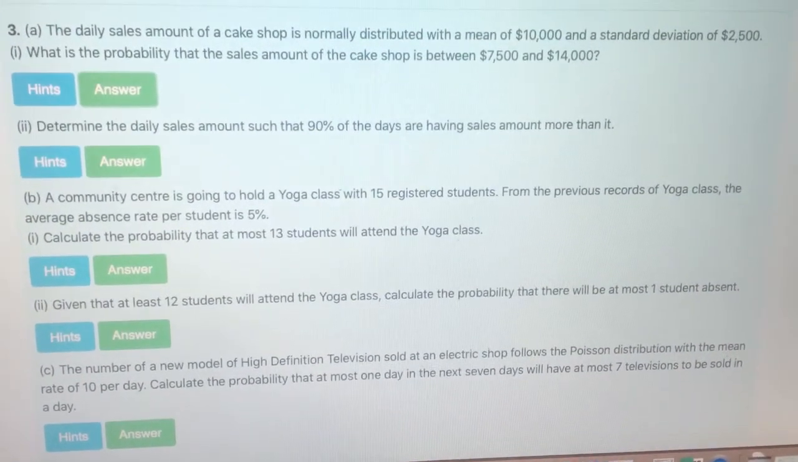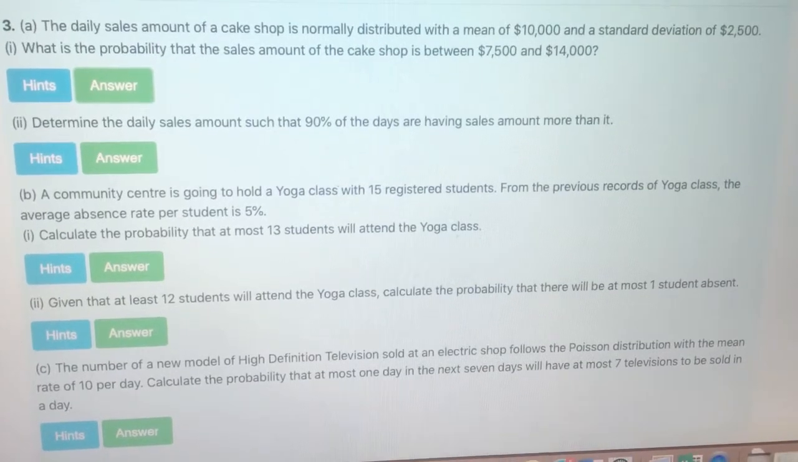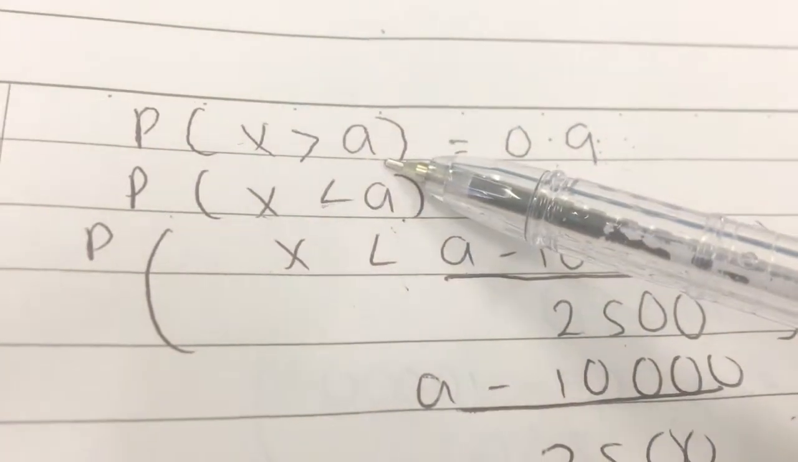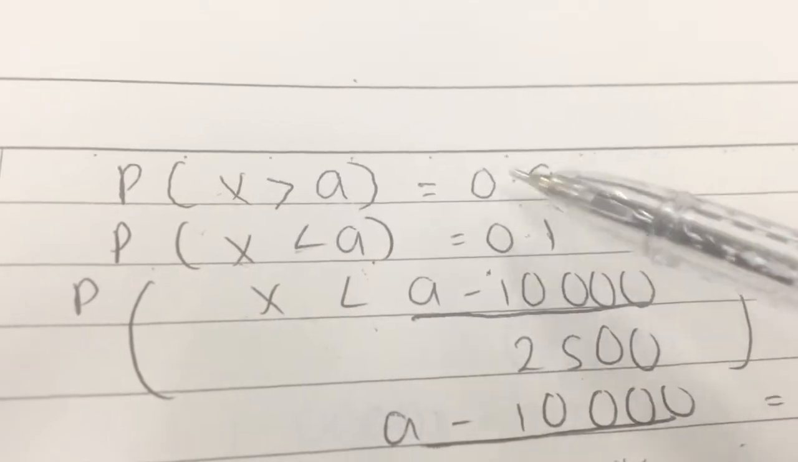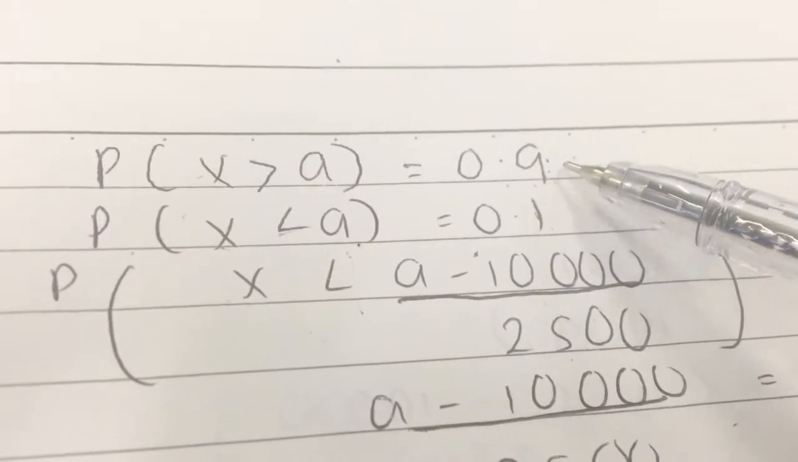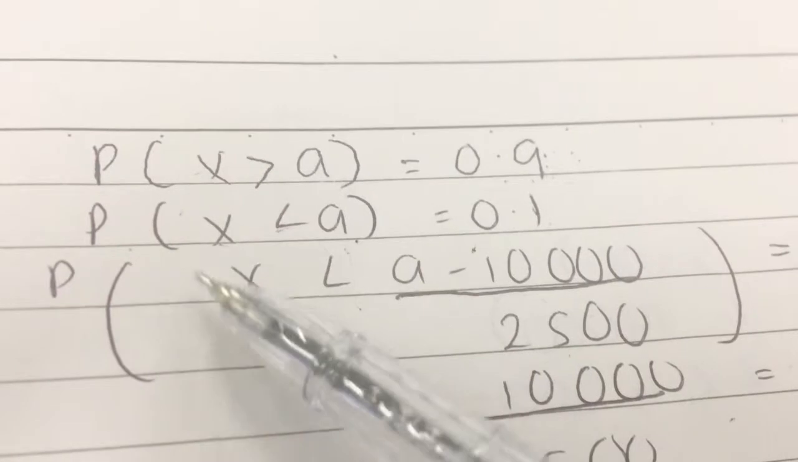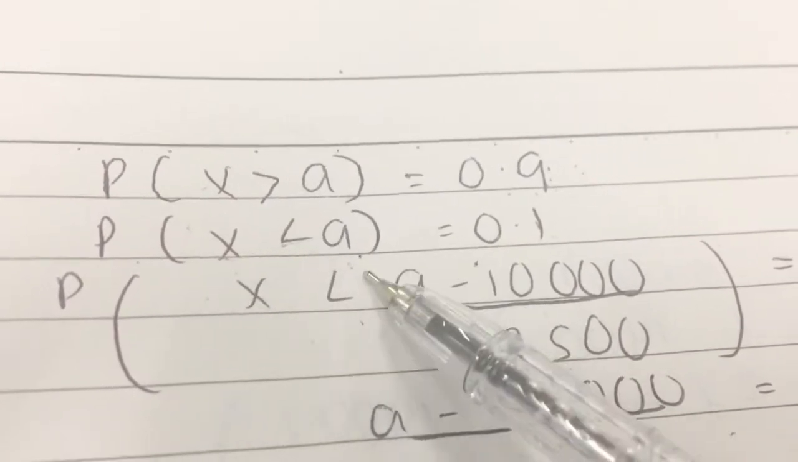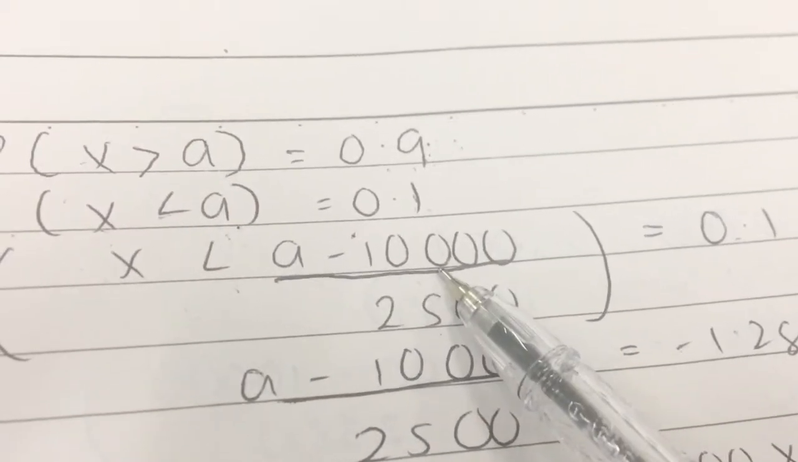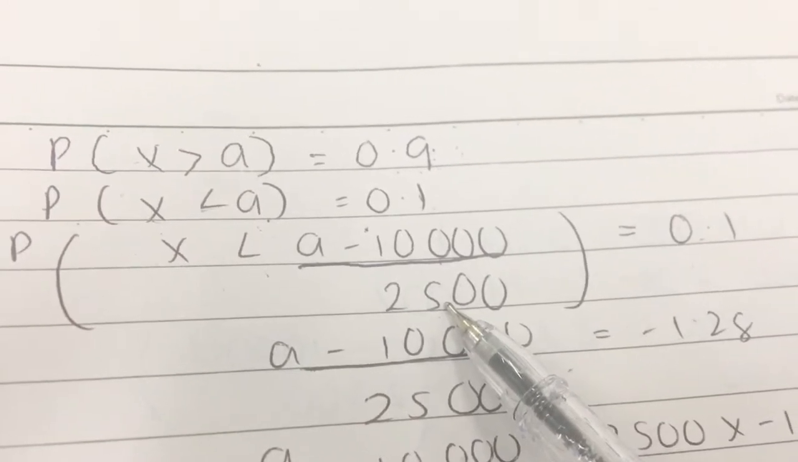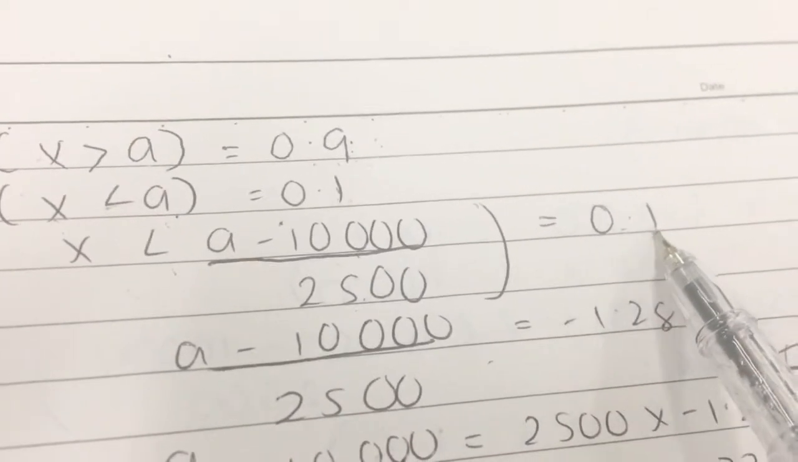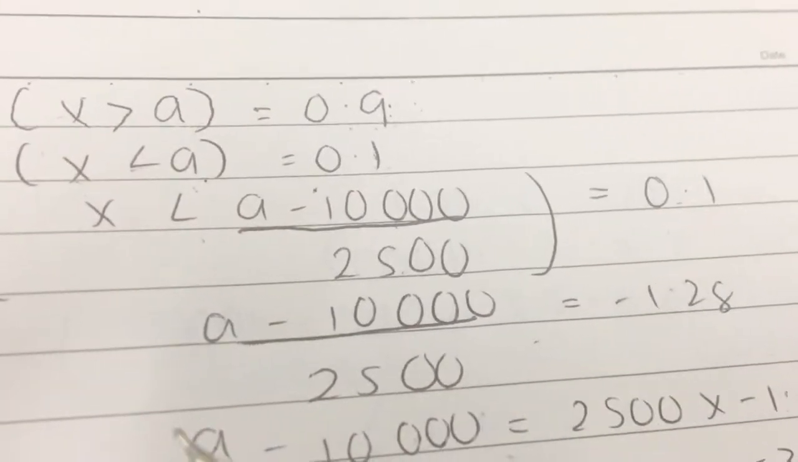Next, I'm going to do part 2 of question 3a. Determine the daily sales amount such that 90% of the days have sales amounts more than it. We take A as the value of daily sales amount, so we write this as P(X greater than A) equals 0.9. Since the probability of 0.9 is not given in the table, we write P(X less than A) equals 0.1. Then we subtract the mean, 10,000, from A and divide it by the standard deviation, 2,500, and equate it to the probability, 0.1.